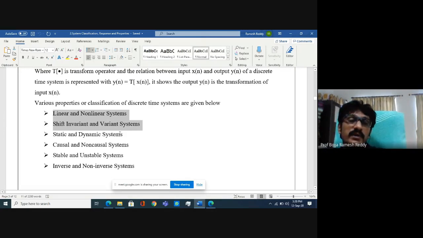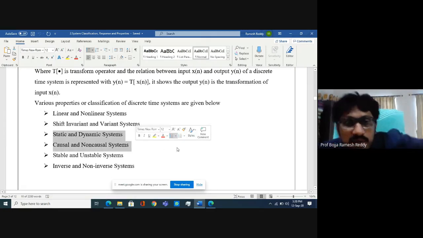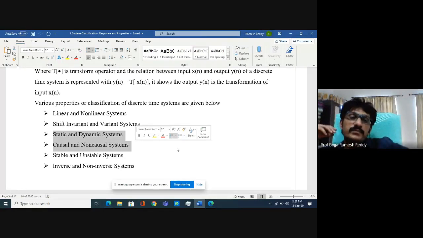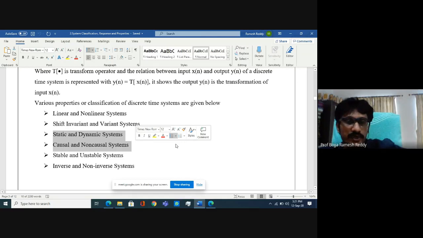Okay, that is one thing. Next are static and dynamic systems, and causal and non-causal systems, which are similar things. Static systems are called memory-less systems. Memory-less means the present output depends only on the present input. There is no memory and no storage. Dynamic is the opposite. Dynamic systems are called memory systems. Therefore, static and dynamic systems are also known as memory-less and memory systems.